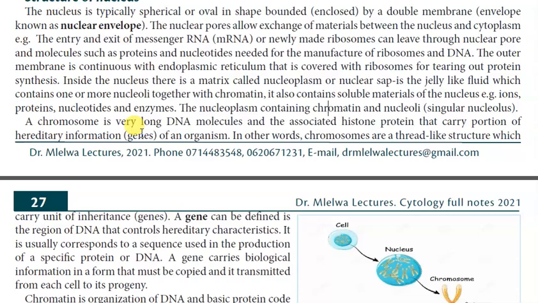But if the cell has no condensation of that genetic material, we cannot see it. They are very small molecules in the cell, but they are what determine that the father is like this and the child will be like this because of the genetic materials. So chromosomes are made up of very long DNA molecules and the associated histone protein that carry the portion of hereditary information called the genes.